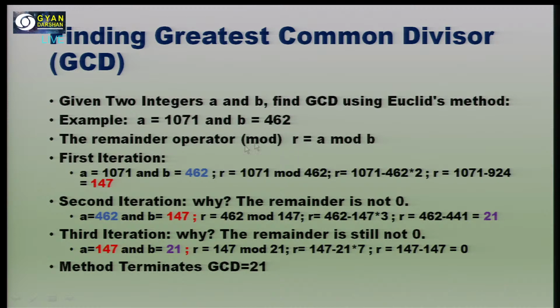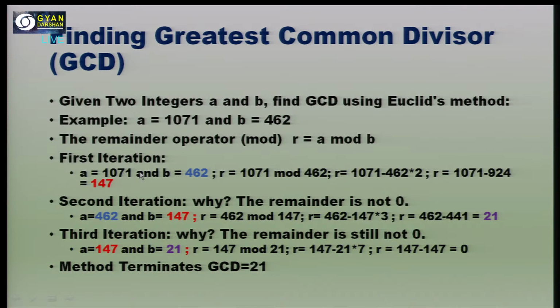Now, how will this algorithm proceed? Let's work through it. In the first iteration, we start with the value of a as 1071 and the value of b as 462. When we divide 1071 by 462, it goes twice, and we get the remainder as 147. All the steps are shown over here.